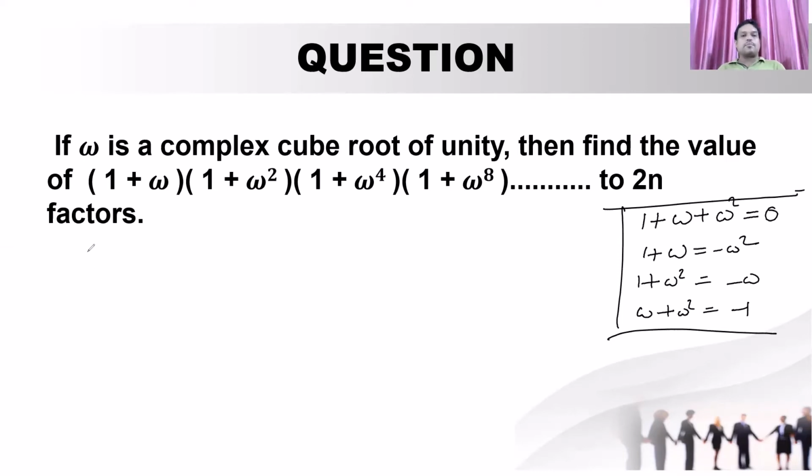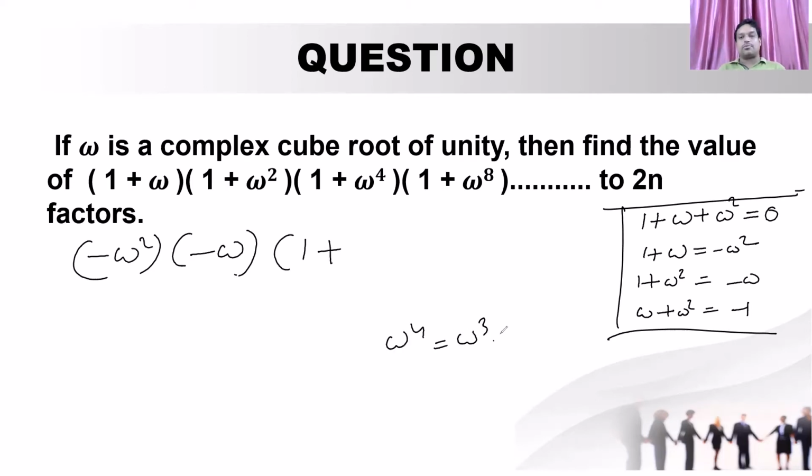So now the question is 1 plus omega. 1 plus omega means it is minus omega square. 1 plus omega square is obviously minus omega. 1 plus omega to the 4: omega to the 4 means omega cube into omega, that is omega. So 1 plus omega again. 1 plus omega to the 8, similarly 1 plus omega square, up to 2n factors.